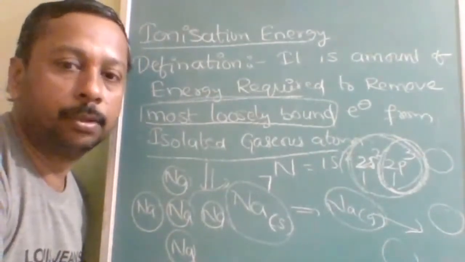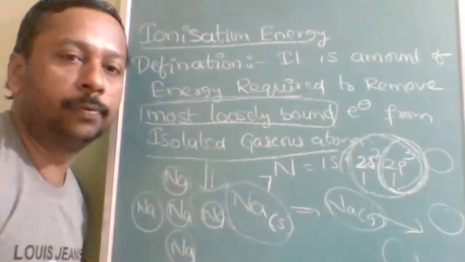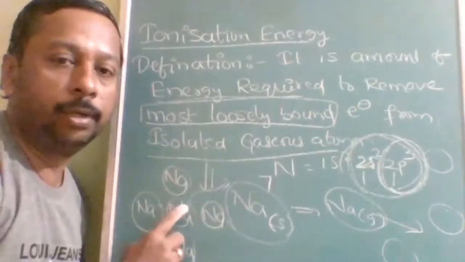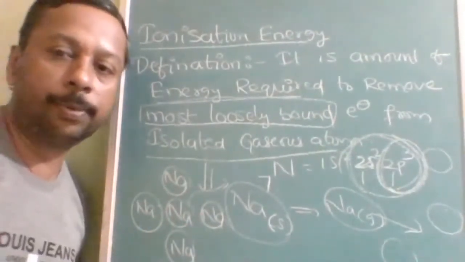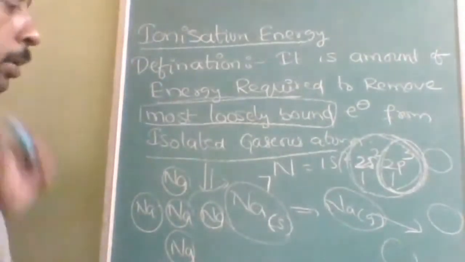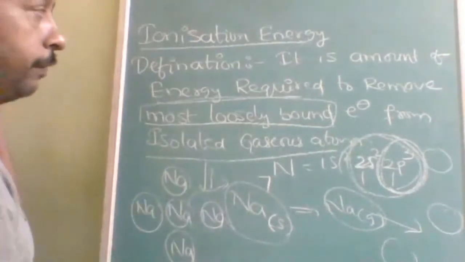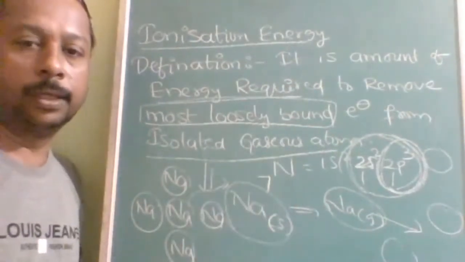Is this understood? Isolated gaseous atom. And what is the specific meaning of isolated? It is not only the conversion of solid to gas, it is also to break the bond. So note down this definition first, then I will explain what the word isolated means. Okay, note this down.